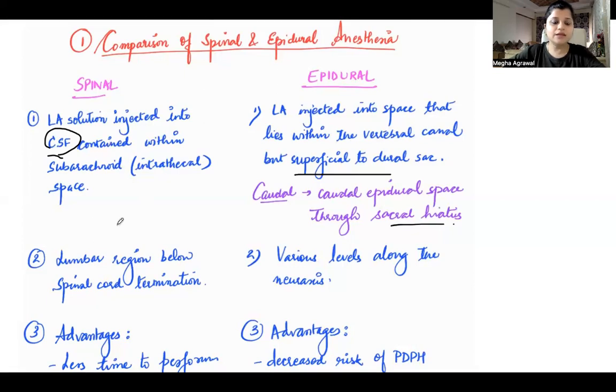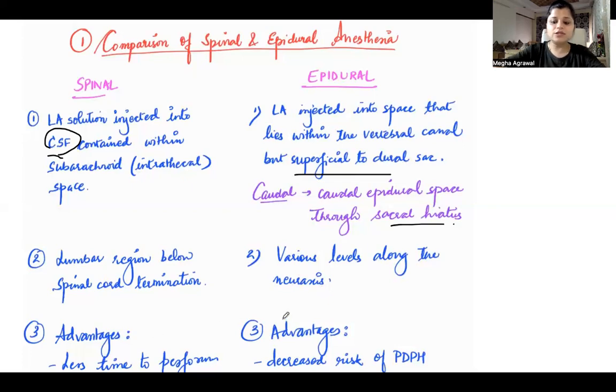In the spinal, the drug is given at the lumbar region below the spinal cord termination. The spinal cord terminates at L1. So we give the drug below it so that we do not inject it into the spinal cord. And in epidural, it is injected at various levels along the neuraxis.